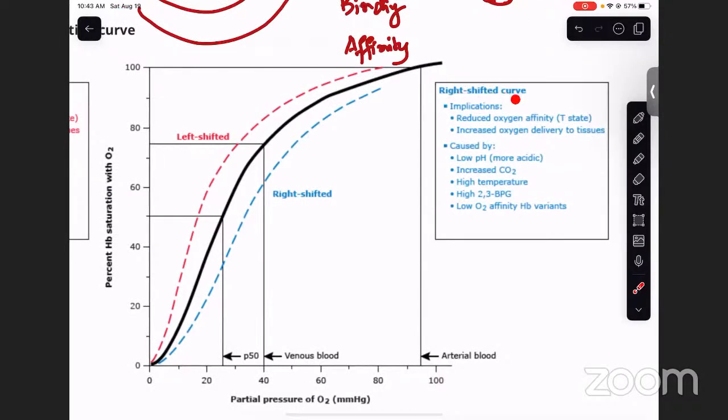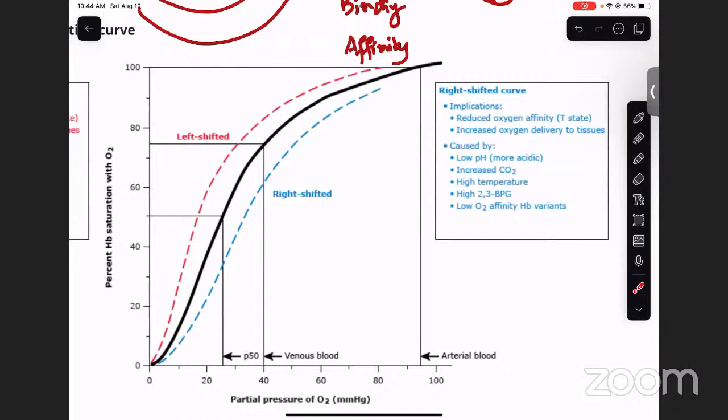In the case of a right-shift curve, that will reduce the oxygen affinity of hemoglobin. Because in right-shift conditions, you can see here, low pH like acidosis, increased CO2 like respiratory acidosis, high temperatures, and high 2,3-BPG. Well, what is that? 2,3-BPG is released from our red blood cells in case of tissue hypoxia. So these are the conditions associated with tissue hypoxia.